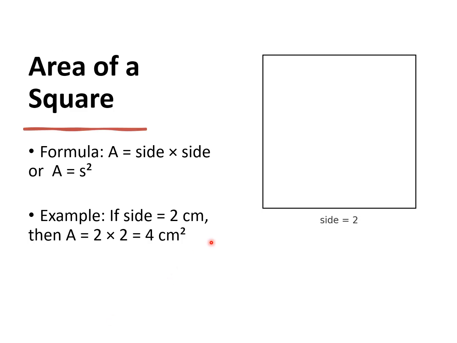The first example we'll look at is the area of a square. The formula is very simple. Area is equal to side times side, which is the product of the sides, or side squared. In this example, if the side is 2 centimeters, then the area is 2 times 2, which is equal to 4 centimeters squared.